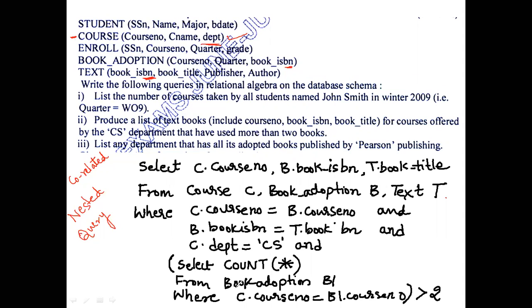So two ways we can solve this. What does the inner query do? For each course, its book adoption table gets joined, and then we extract how many rows have been joined for that particular inner query. If that is greater than 2, then for this course number the condition will become true and it gets selected.